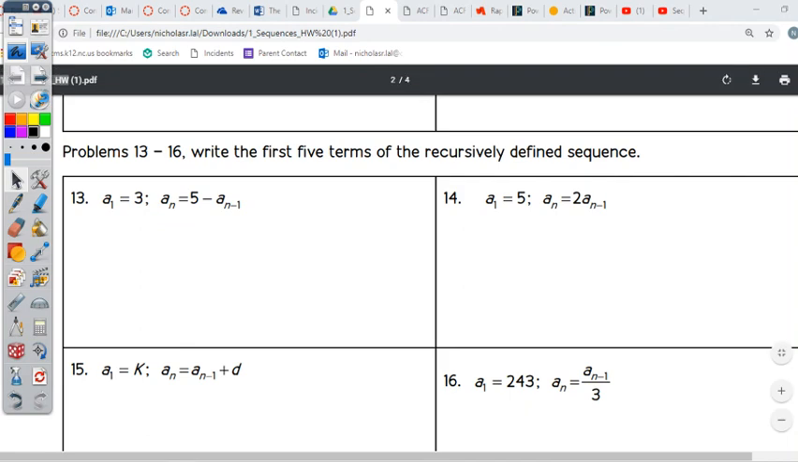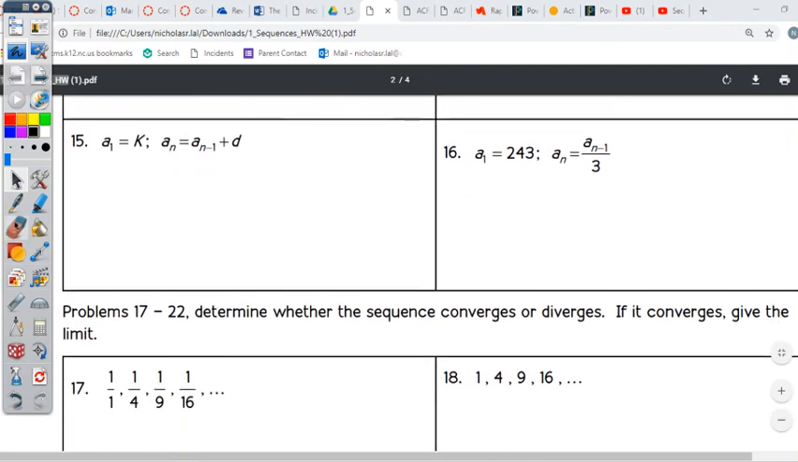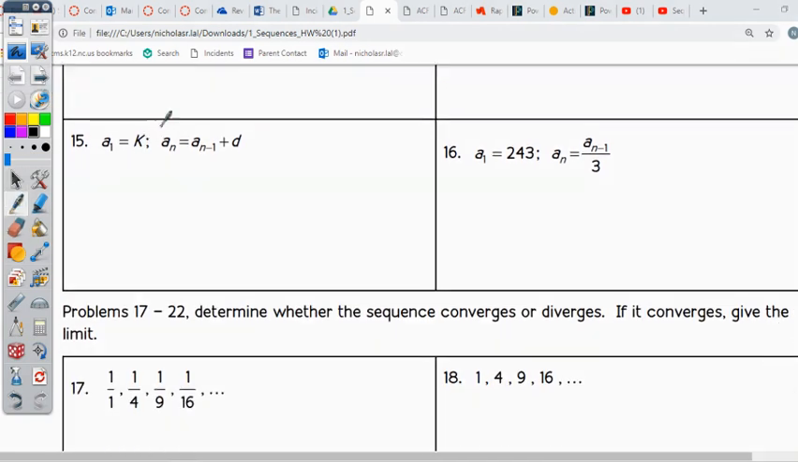So say that the first number is K. So now we have to do this in abstract terms, okay? So what's our first term? K. All right, so our second term is going to be the first term plus D. So our second term is going to be K plus D. What's our next term?